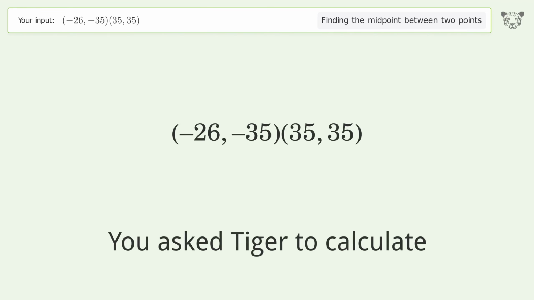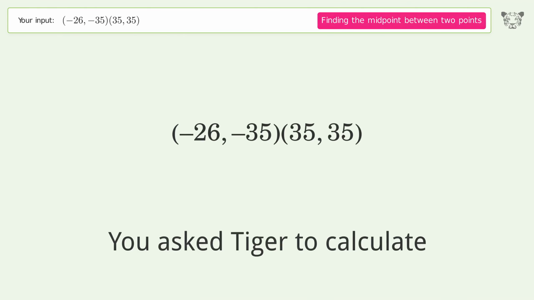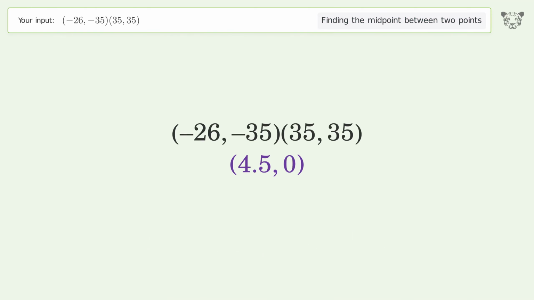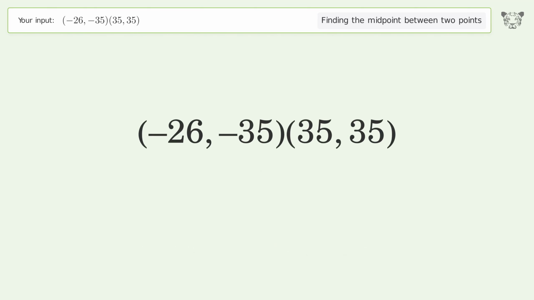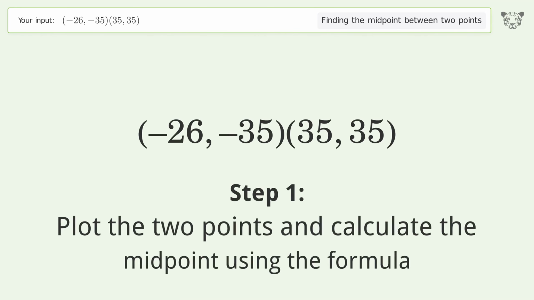You ask Tiger to calculate. This deals with finding the midpoint between 2 points. The midpoint between the 2 points is 4.50. Let's solve it step by step. Plot the 2 points and calculate the midpoint using the formula.